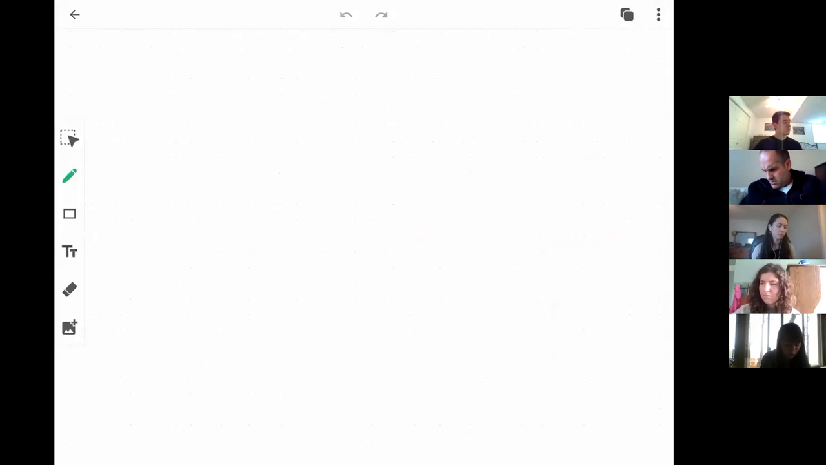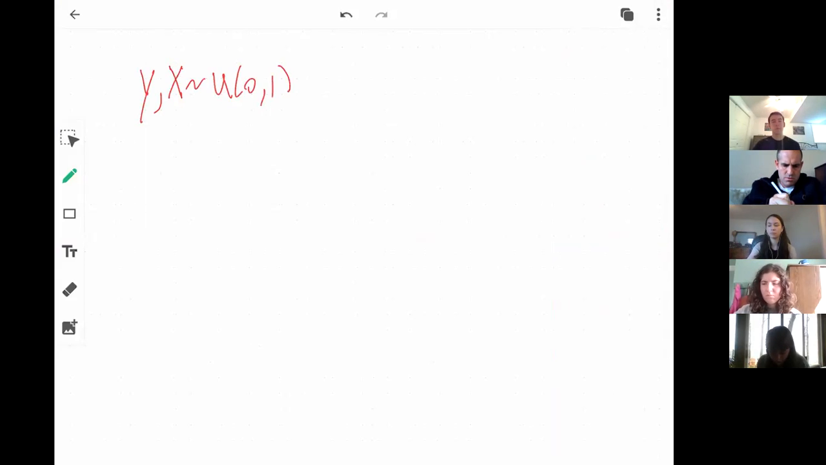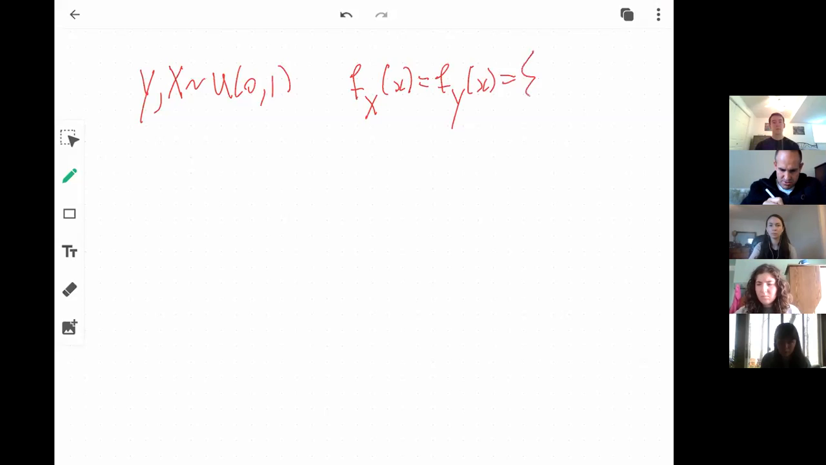I was just wondering if for 56, part A, it was the f of, I have my variables all mixed up here, I guess it would be x, y, that was going to be equal to 1. So both y and x for this one are uniform 0, 1, right? So that means fx of little x is the same as fy of little x, which is just 1 if 0 is less than x is less than 1, and 0 otherwise, right?